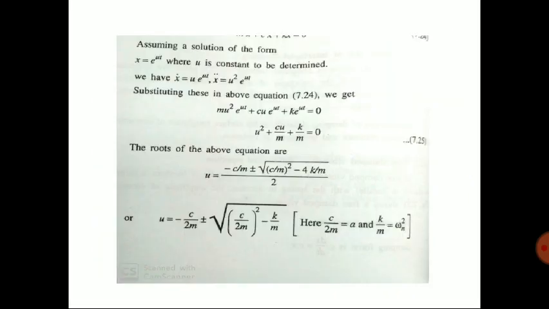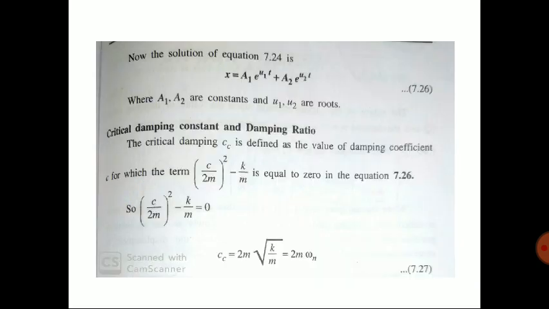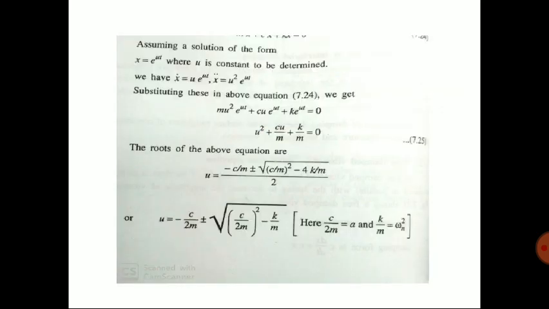So finally we are getting an equation of the form x equal to a1 into e raised to u1 t, where the value is substituted from x equal to e raised to ut. Here you have two different values. One value is minus c by 2m plus root of c by 2m whole square minus k by m, corresponding to one root, and minus c by 2m minus root of c by 2m whole square minus k by m corresponding to the second root.